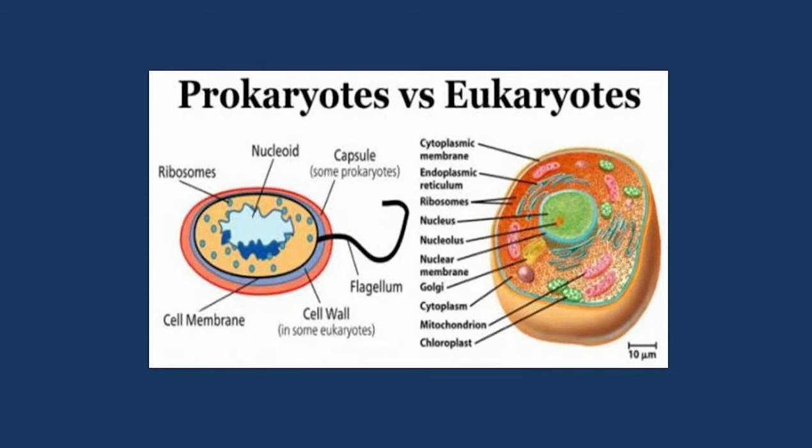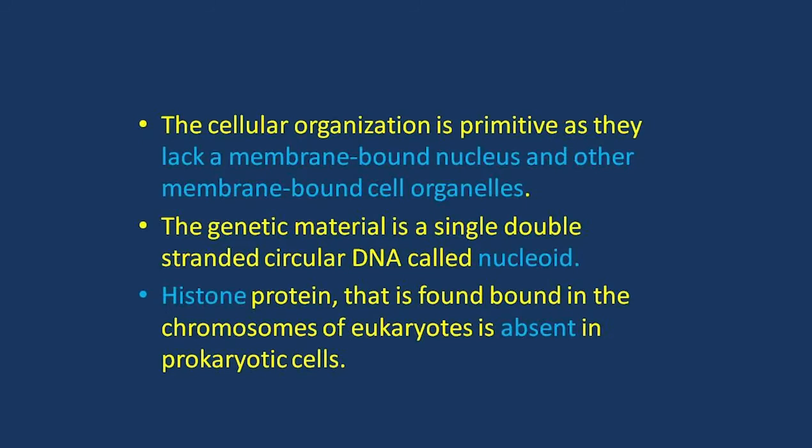It is called nucleoid instead. There is no nuclear membrane. There are no membrane-bound organelles in prokaryotes, whereas in eukaryotes there are many organelles. The cell wall in prokaryotes is made up of a material called peptidoglycan, whereas in plant cells the cell wall is made of cellulose. The cellular organization of a prokaryotic cell is primitive.